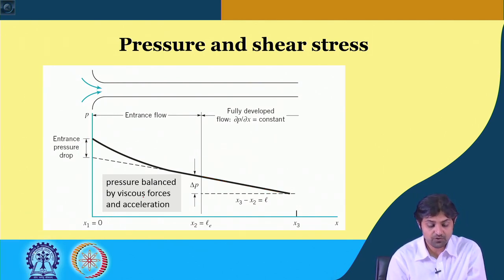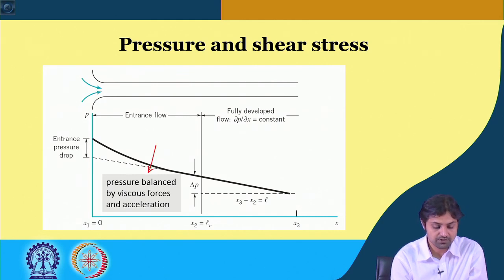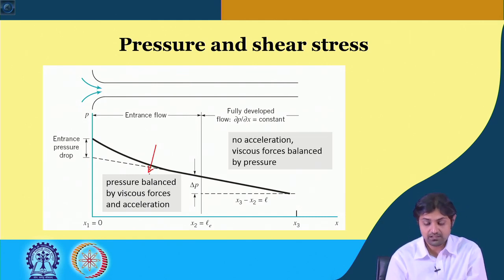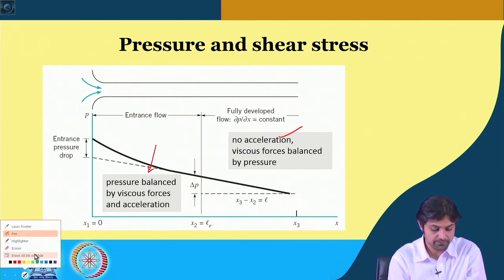In the entrance flow, what happens is the pressure is balanced by the viscous forces and the acceleration in the entrance region. Whereas in the fully developed flow there is no acceleration. Therefore the viscous forces are balanced only by the pressure drop. So one thing that distinguishes fully developed flow and the entrance flow is the existence of acceleration in the entrance flow region compared to the fully developed flow region.